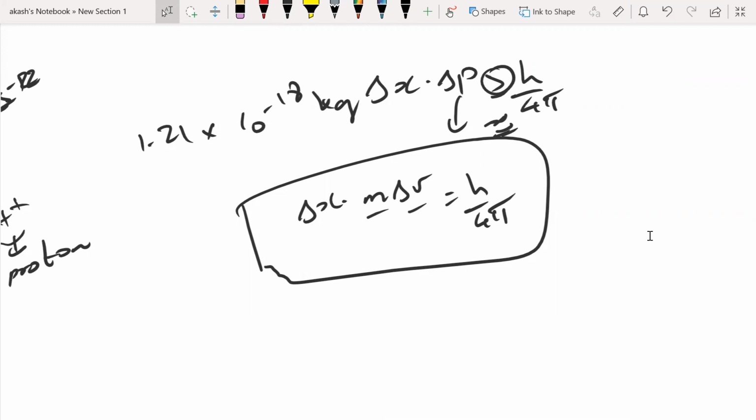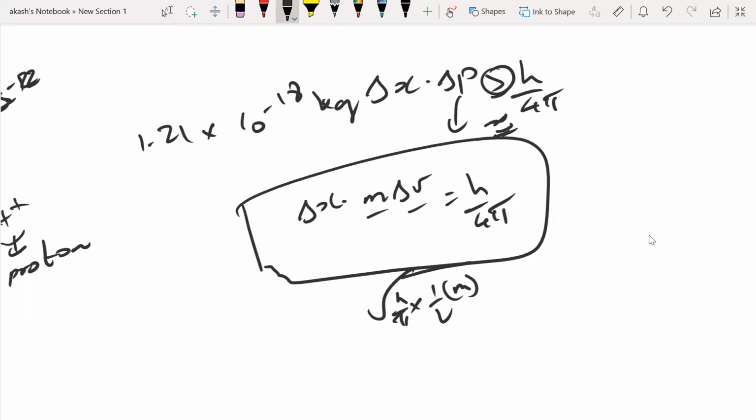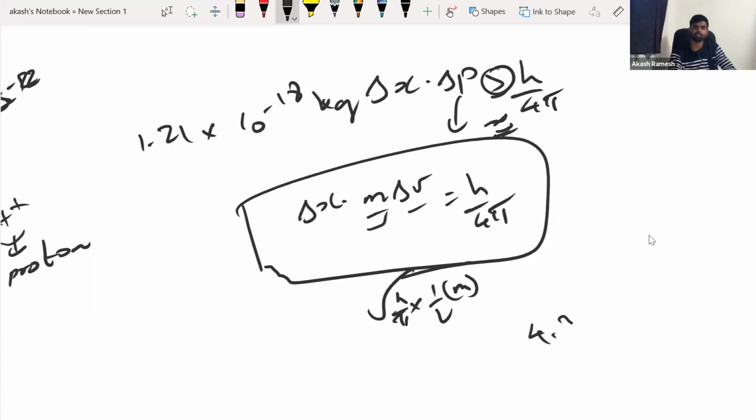Sir, 1 by 2m into whole root of h by pi. Oh, you're getting quadratic equations and all? No, sir, not quadratic equation. What is the answer? I'll first tell the whole root term: whole root of h by pi, into 1 by 2m, whatever be the mass. The mass is given to you, right? Sir, 4.34 into 10 to the power minus 14. That is the uncertainty in velocity, the answer.